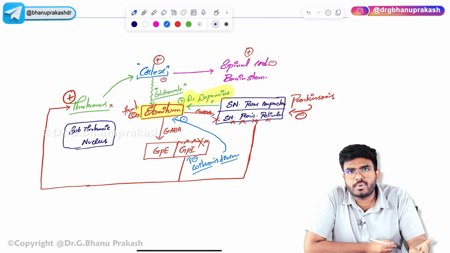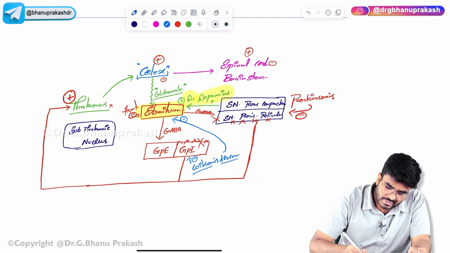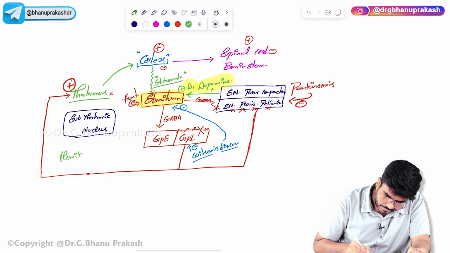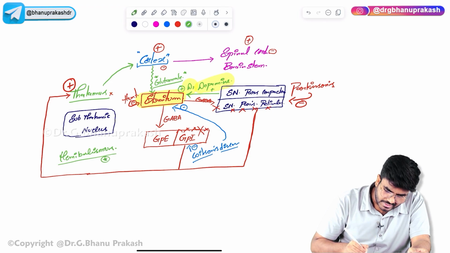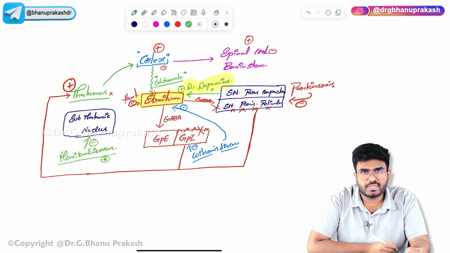So in Wilson's disease, remember, two structures are affected: the striatum as well as the globus pallidus. And the last one, there is something called hemiballismus. In the hemiballismus condition, which structure is affected? The subthalamic nucleus is affected.